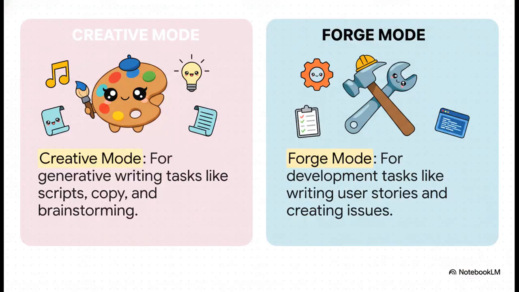Jengo Agent basically has a split personality. On one side, you've got creative mode. This is for all your generative writing tasks. We're talking scripts, marketing copy, brainstorming ideas. And on the other side, there's Forge mode. This is all business, all on the development side, writing user stories, creating project issues. The fact that one tool handles both is what makes it pretty unique.